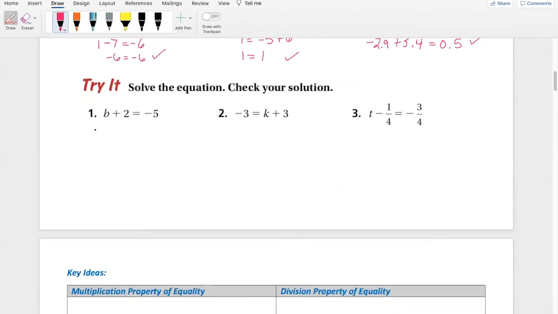Okay, you guys can pause the video, try these on your own, and then I'm going to go through these a little bit quicker so that you can see how you did. So solve it and then check your solution.